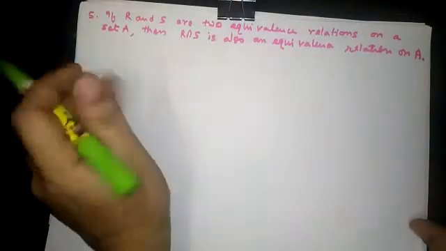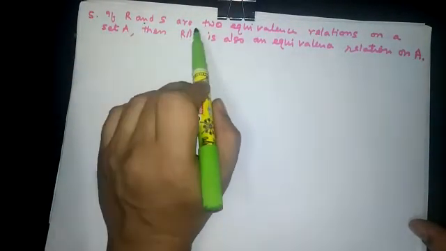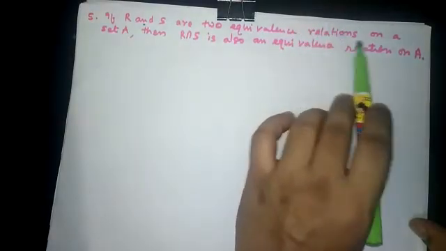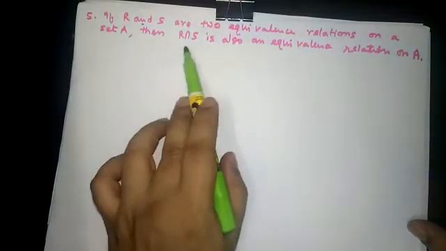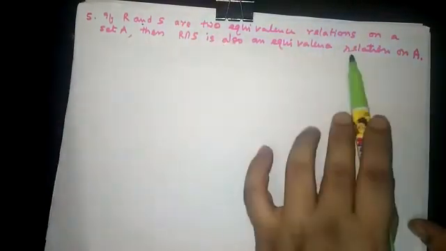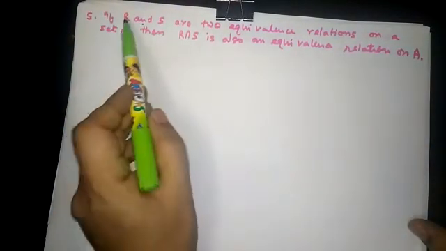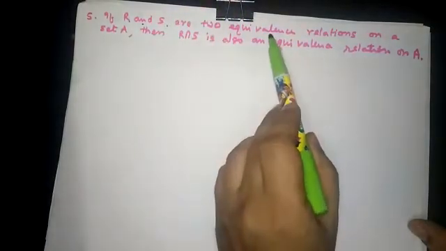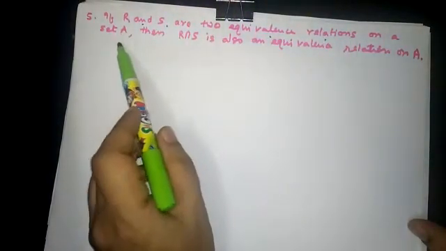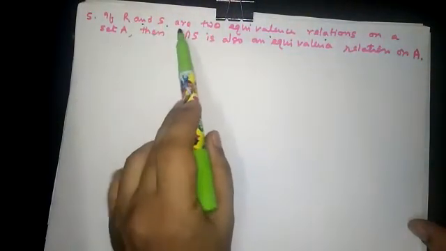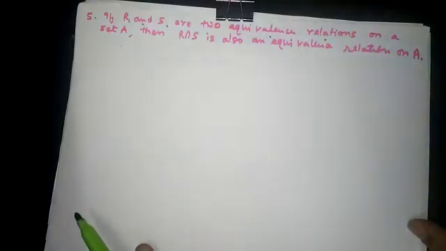Next, sum number 5. If R and S are two equivalence relations on a set A, then R intersection S is also an equivalence relation on A. This means I have to prove that if R and S are equivalence relations on a set A, then the intersection of R and S is also an equivalence relation on A.